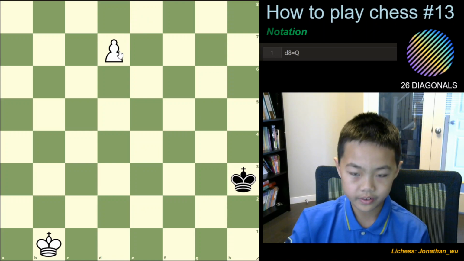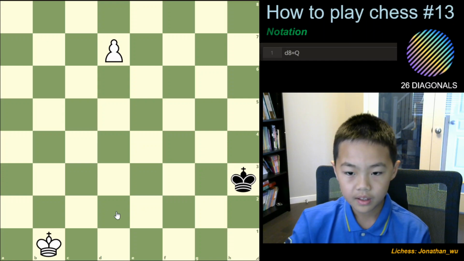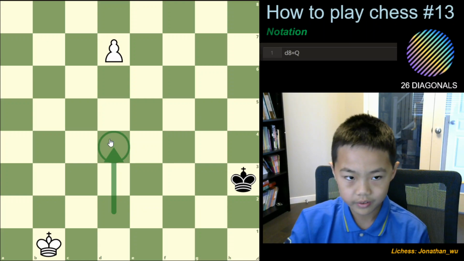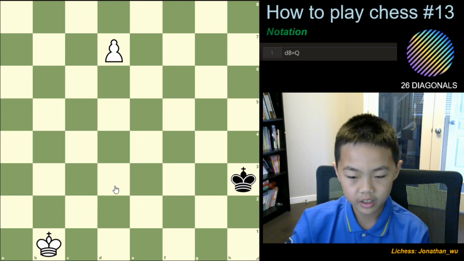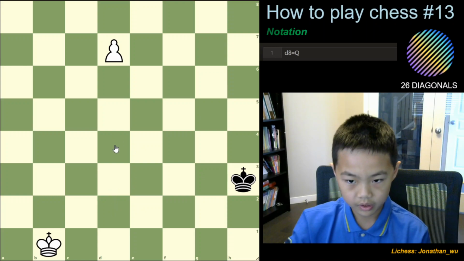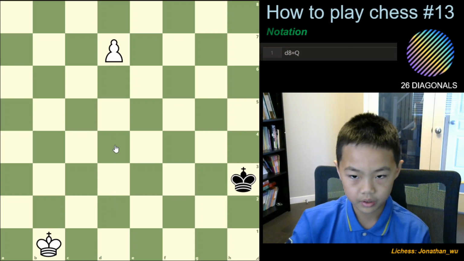Well, first, you need to know how to record a pawn move. A pawn move is basically, pretend this pawn was on D2. It moves 2 squares to D4, it would just be d4. Not p d4. All you do is just d4. You don't need to write pawn or anything like that. Just the square that the pawn goes to.